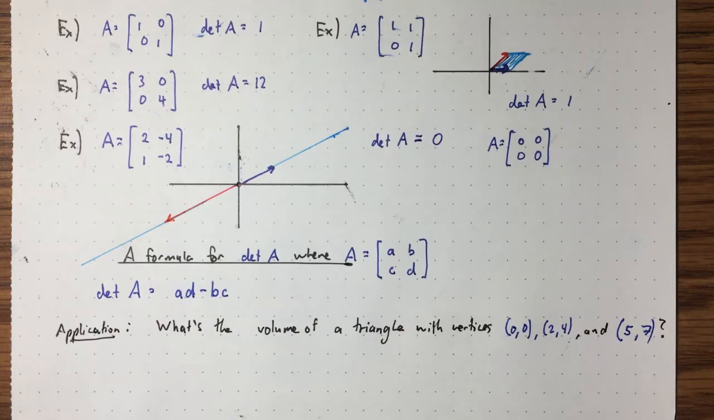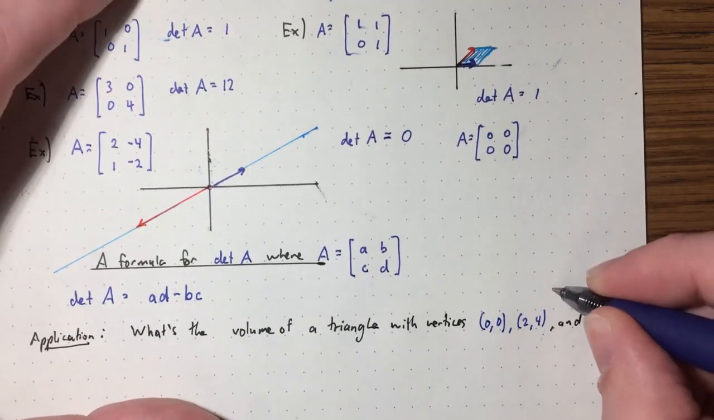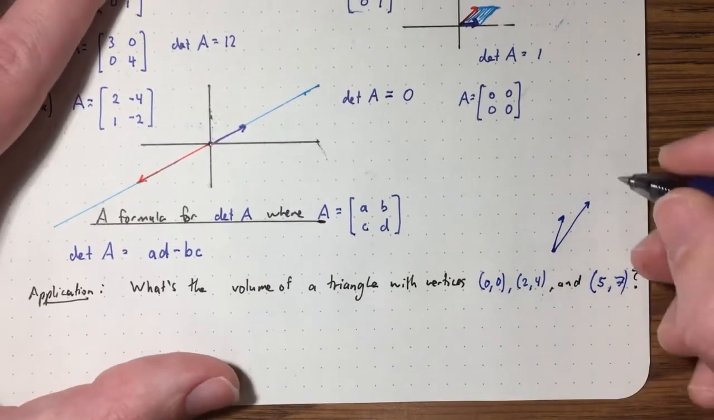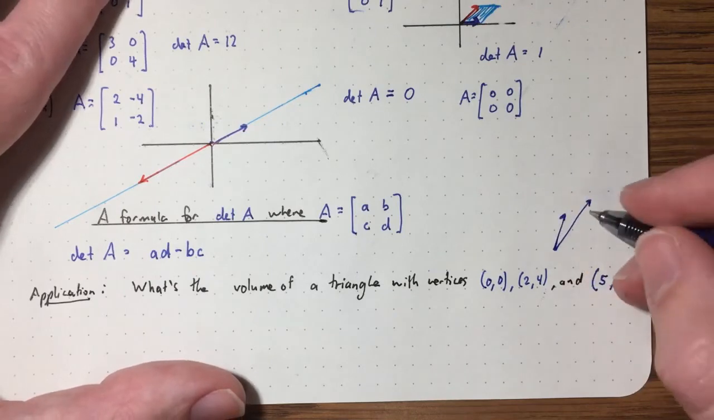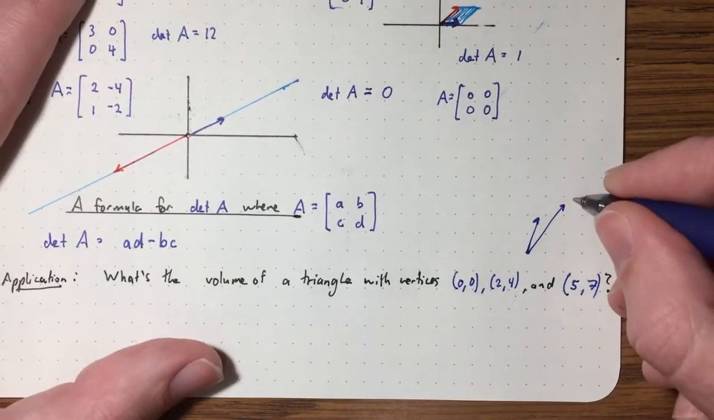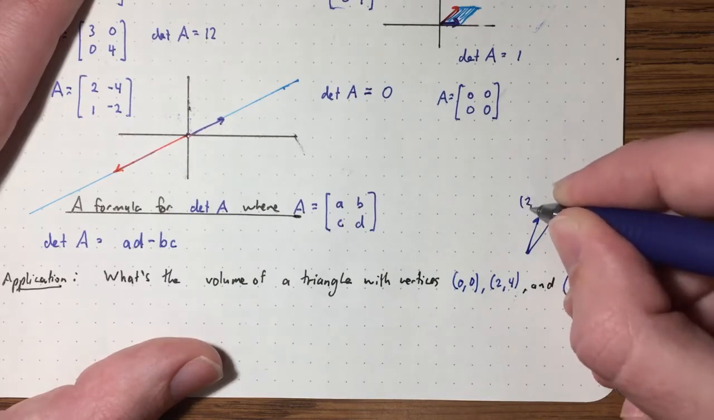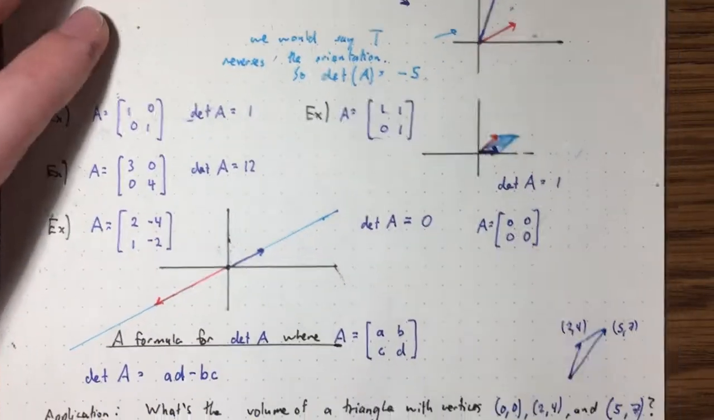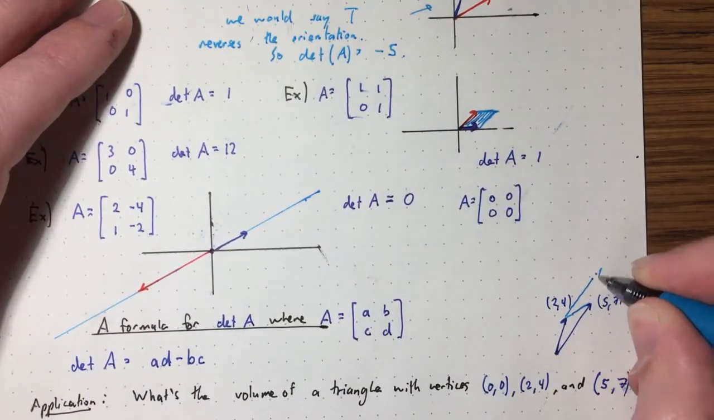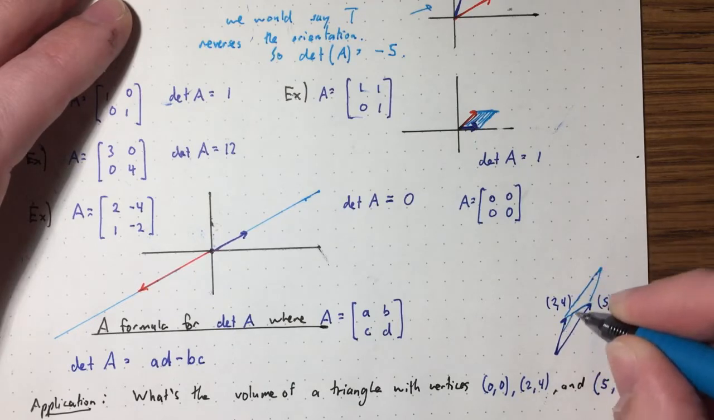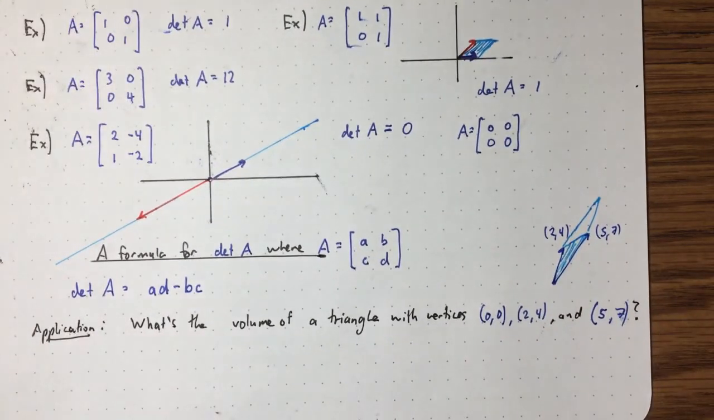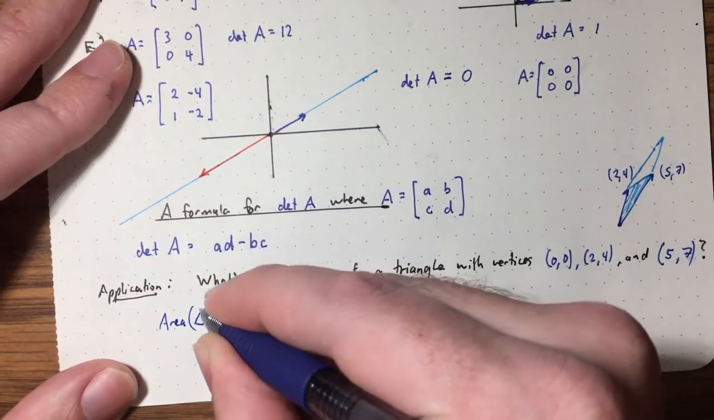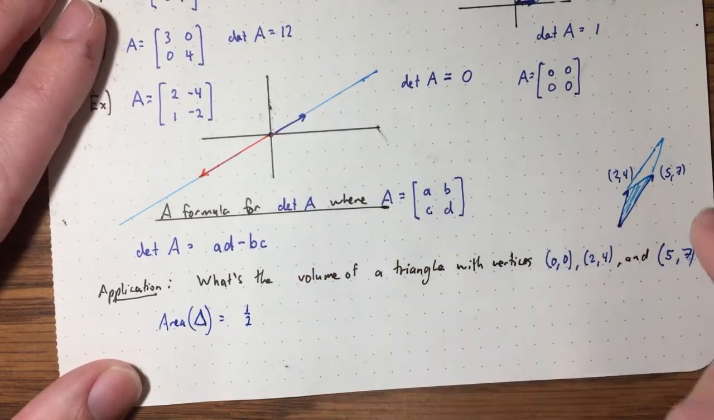Okay. Well, what's the picture? I'm not going to draw it carefully, but we have 0, 0, and then we have some vectors, right? So maybe this one's 5, 7, and that one's 2, 4. Well, we can notice that that's half of the parallelogram that we get. The full parallelogram might look something like that. So the area of this triangle is going to be half the area of this parallelogram.